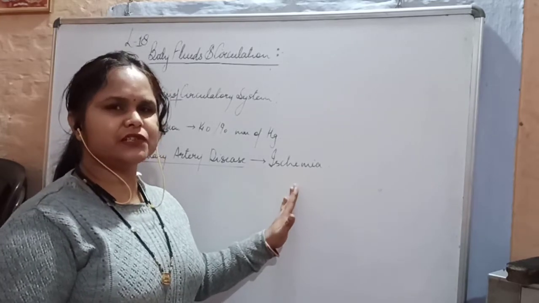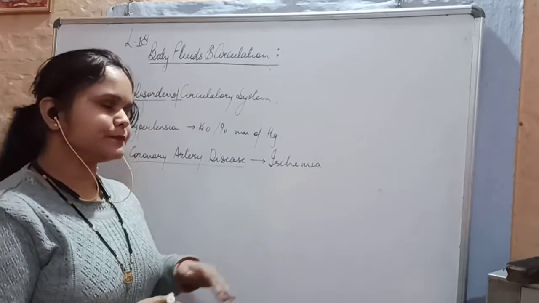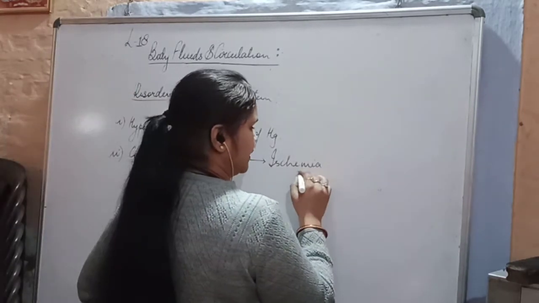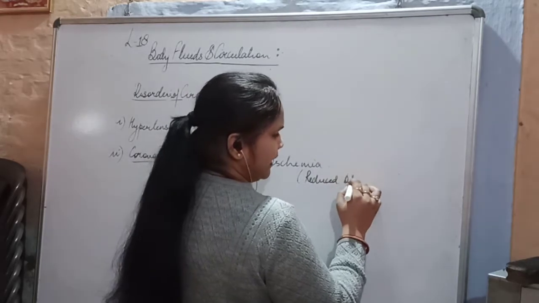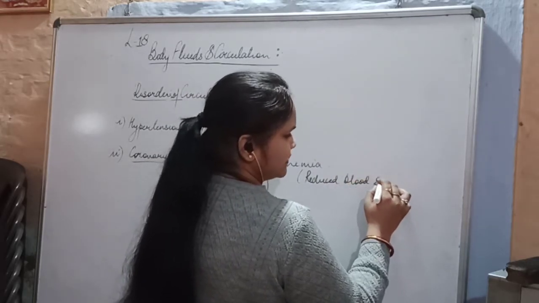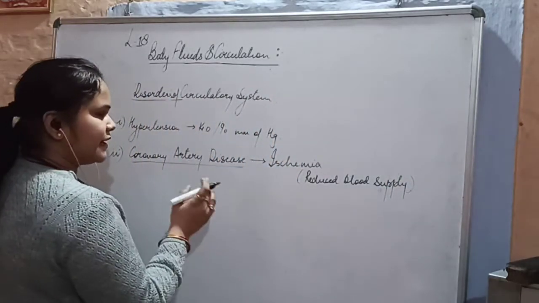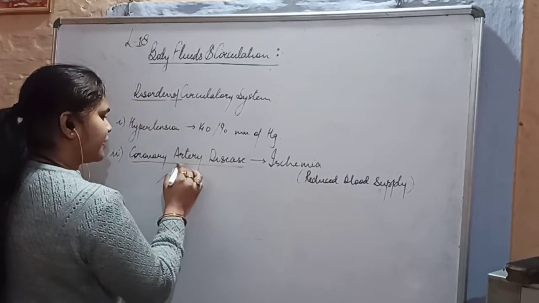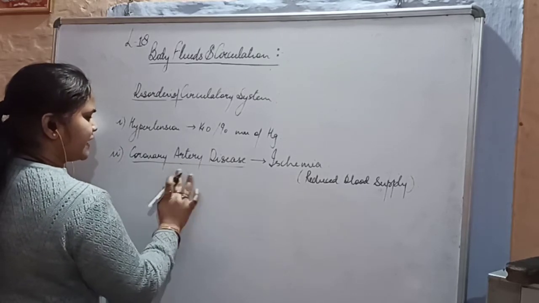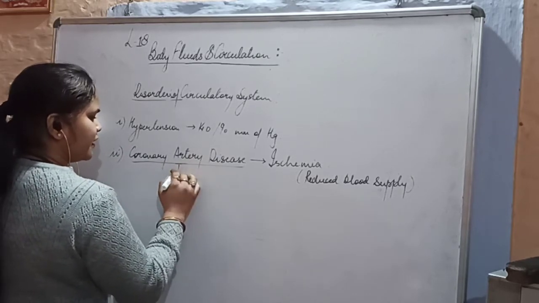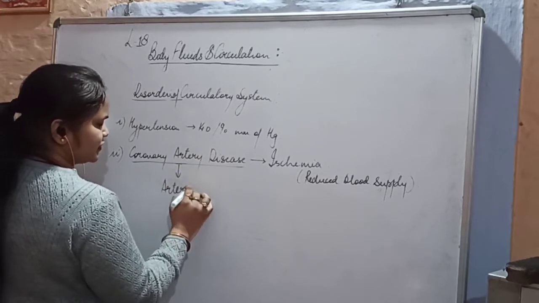Why does this condition occur? What is the problem in this case? It is a reduced supply of blood. Ischemia means a reduced blood supply to an area or a blood vessel. So how can we deal with this ischemia? What are the conditions responsible for this ischemia? There are two conditions. First, we can say it is only one condition. That one condition is arteriosclerosis.